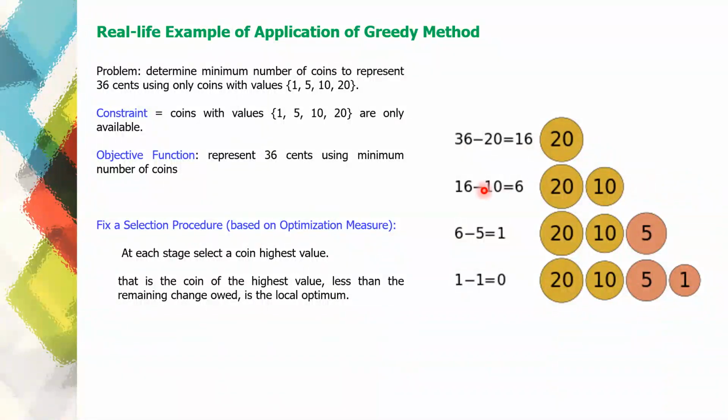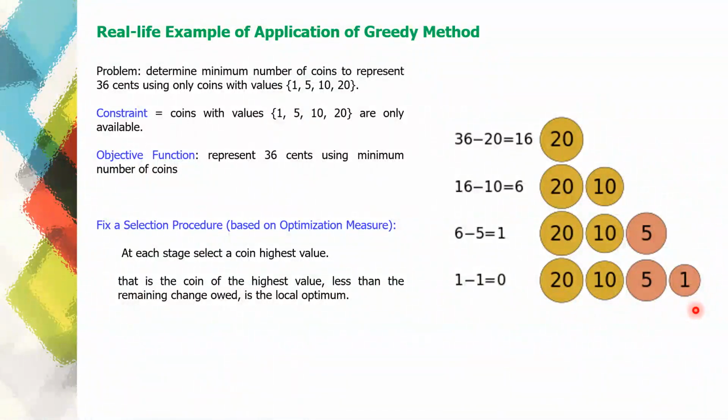Again, among 1, 5, 10 and 20, 20 is already used. The remaining coins are 1, 5 and 10. I choose 10. So from the remaining amount of 16, having chosen a coin with value 10, the remaining amount is 6. In the third stage, I choose 5. In the fourth stage, I choose 1. A coin of 20, another of 10, another of 5 and another of 1, which is equal to 36.